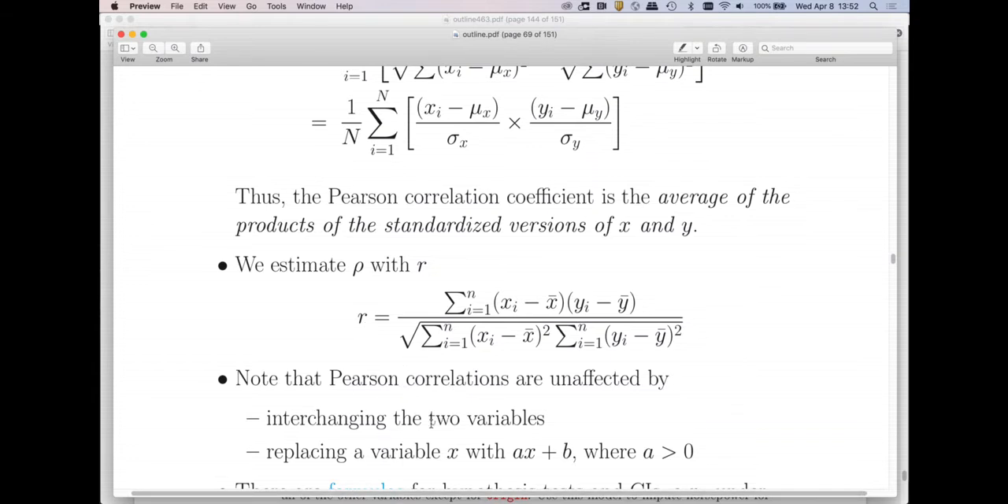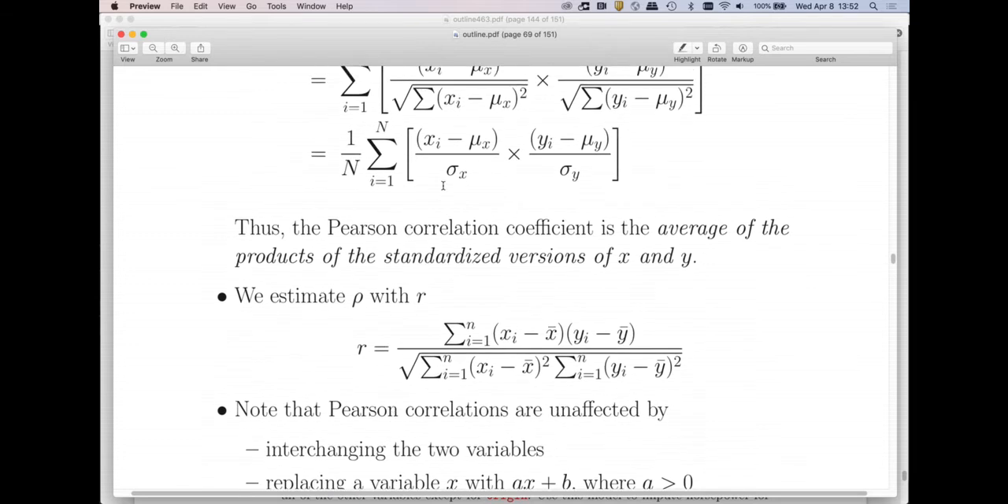Pearson correlations are unaffected by interchanging the two variables. So the correlation of x with y is the same as the correlation of y with x. Why? Because multiplication is commutative. So whether I take x times y or y times x, I get the same number.